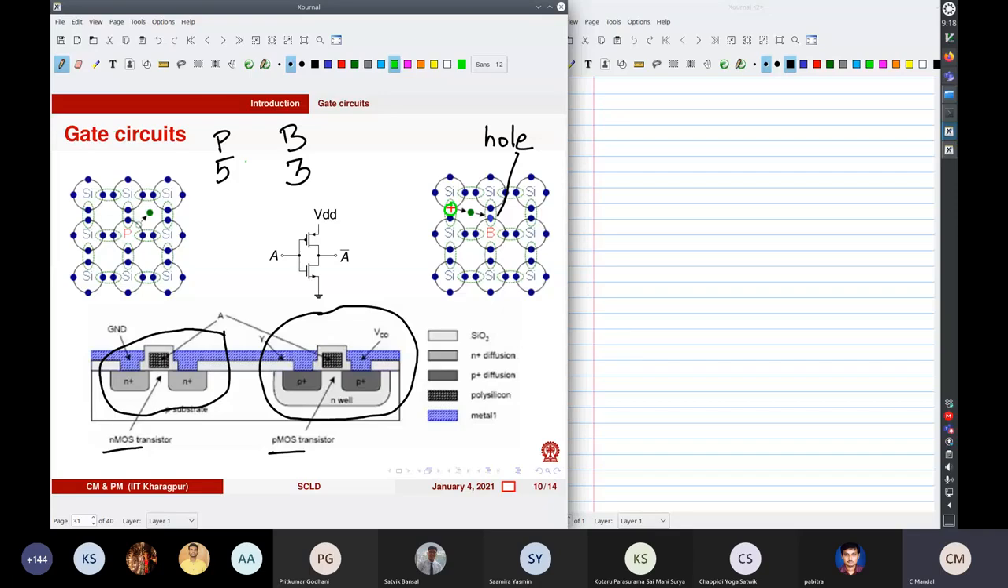Here, some electrons can move around, and here some holes can move, right? This is the situation. So these are your majority carriers. Here your holes are the majority carriers, and in this case, these are your majority carriers.